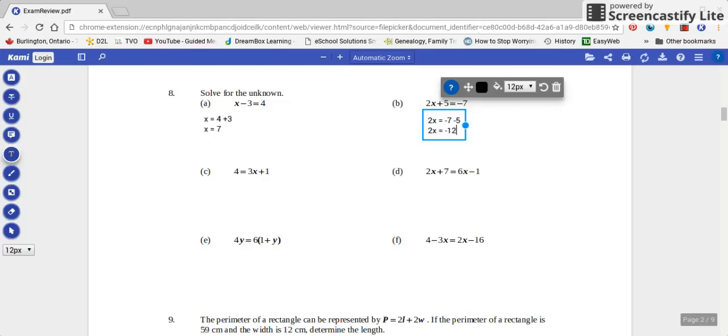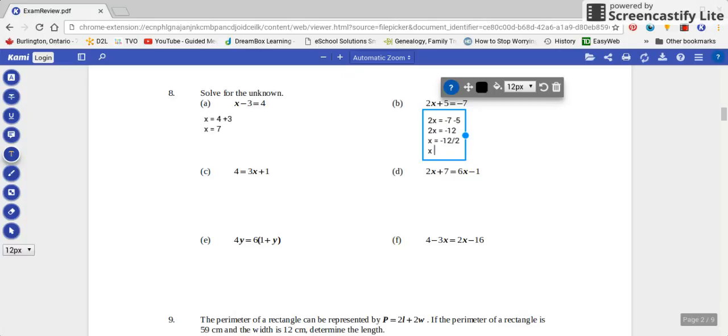Now we have 2x. Remember, when a letter is right beside a number, it always means multiply. And the opposite of multiply is divide. So if we're going to times by 2 on one side, we're going to divide by 2 on the other. Negative 12 divided by 2. The slash is going to mean divided. Negative 12 divided by 2.